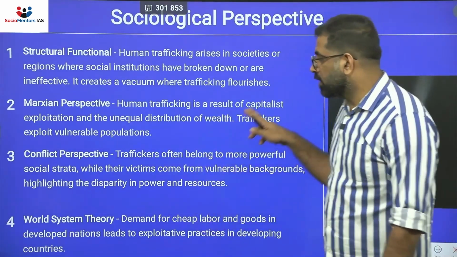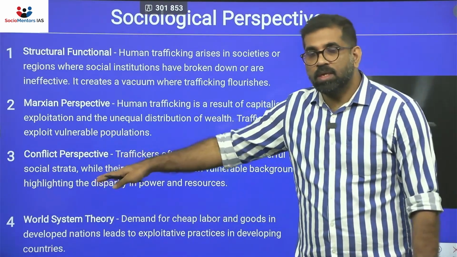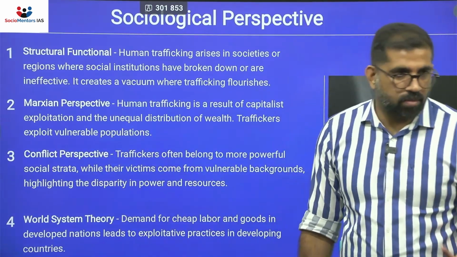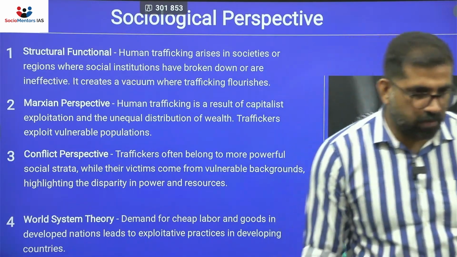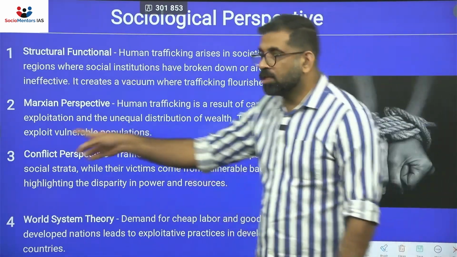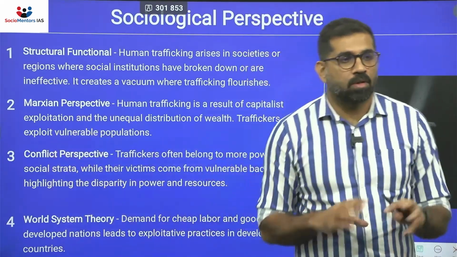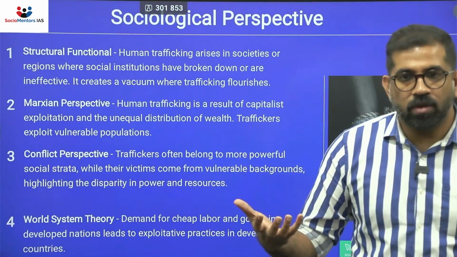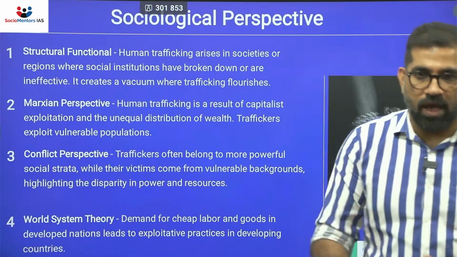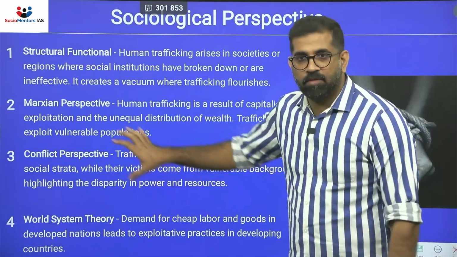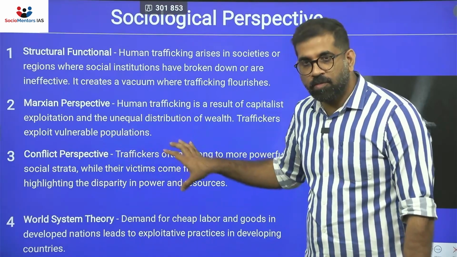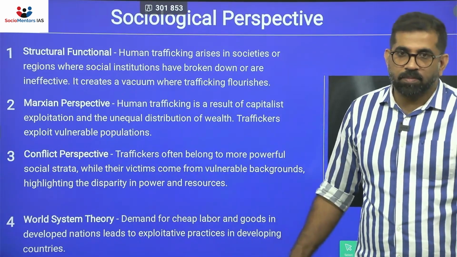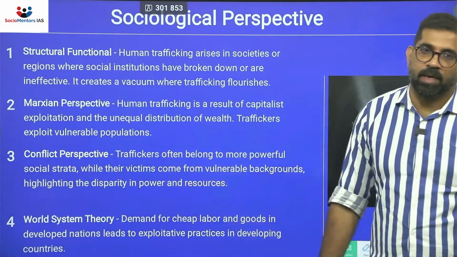Next is the conflict perspective. According to the conflict perspective, mostly these people who are trafficked belong to vulnerable sections, and those who are trafficking them, these agents, belong to the upper strata. So whenever you are mentioning the conflict perspective, they mostly focus on the power imbalances in the society. Those who are in a powerful position can exploit those who are not in power, or who do not have enough power. So from a conflict perspective, human trafficking is a result of power imbalances in the society. Those with higher power can exploit those without power, and that leads to human trafficking.